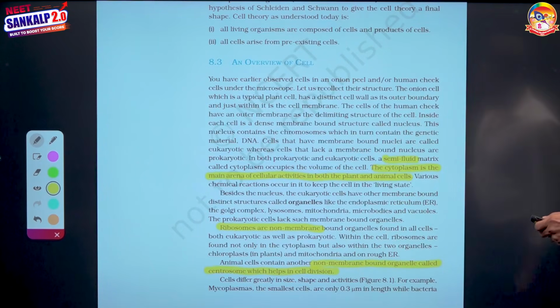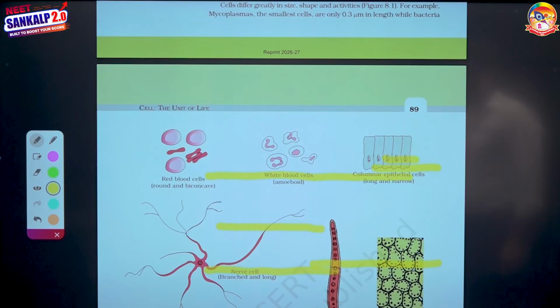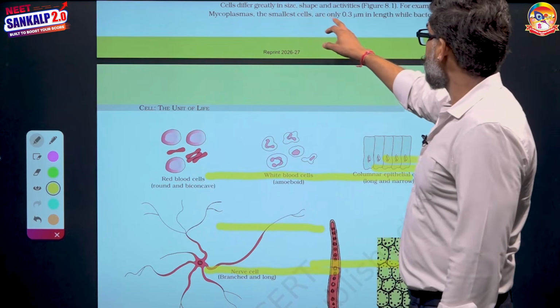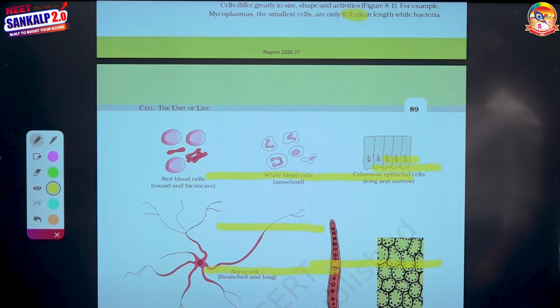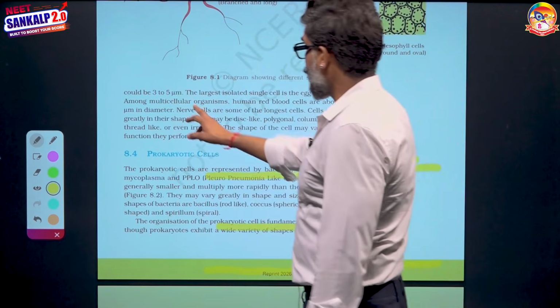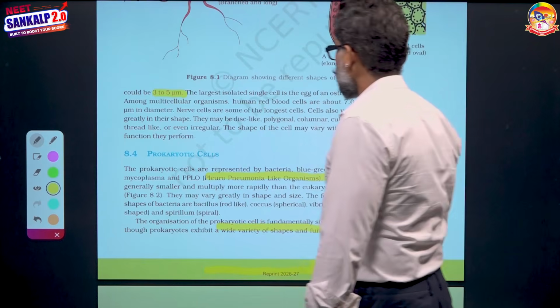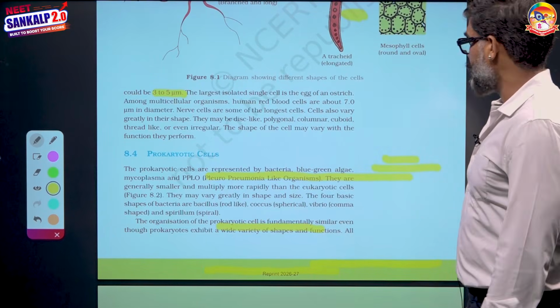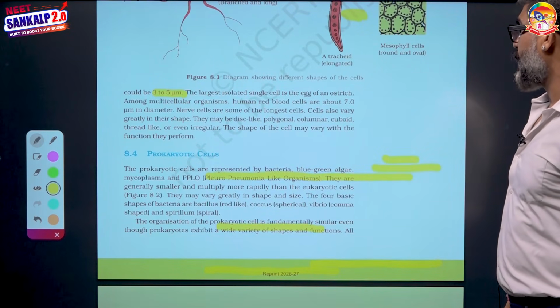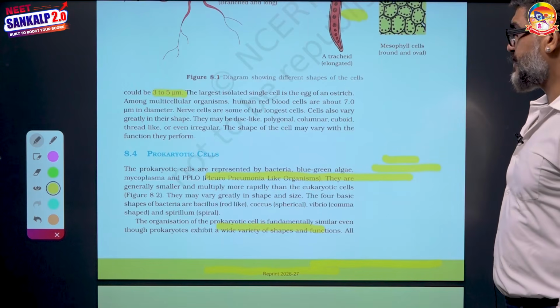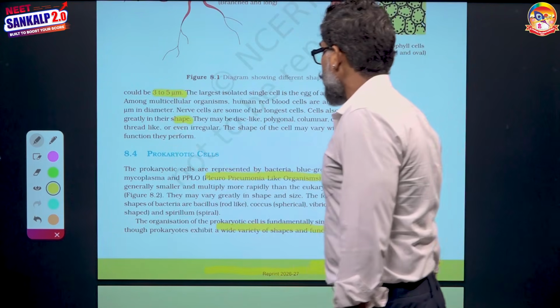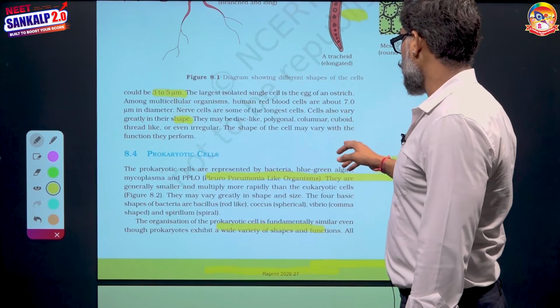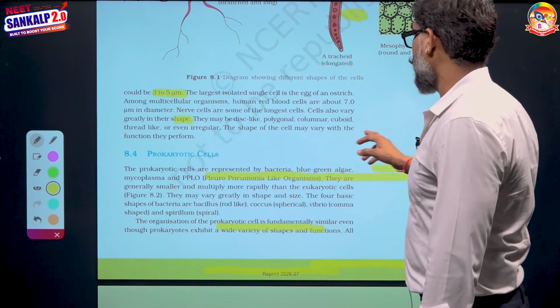Cells differ greatly in size, shape, and activities. For example, mycoplasma is the smallest cell structure, with a size of 0.3 micrometer in length, while bacteria could be 3 to 5 micrometer. The largest isolated single cell, as you know, is the ostrich egg. Nerve cells are some of the longest cells. Cells also vary greatly in their shapes. Many are disc-like, polygonal, columnar, cuboid, thread-like, irregular, etc.